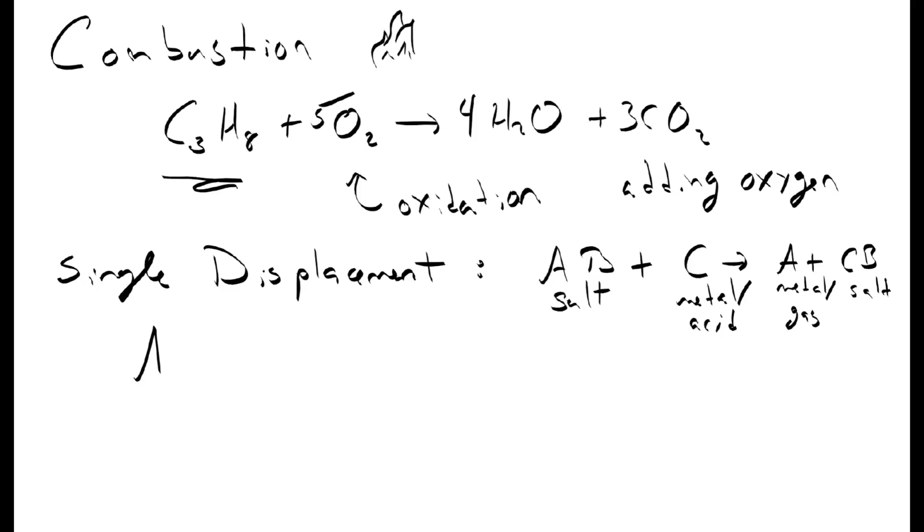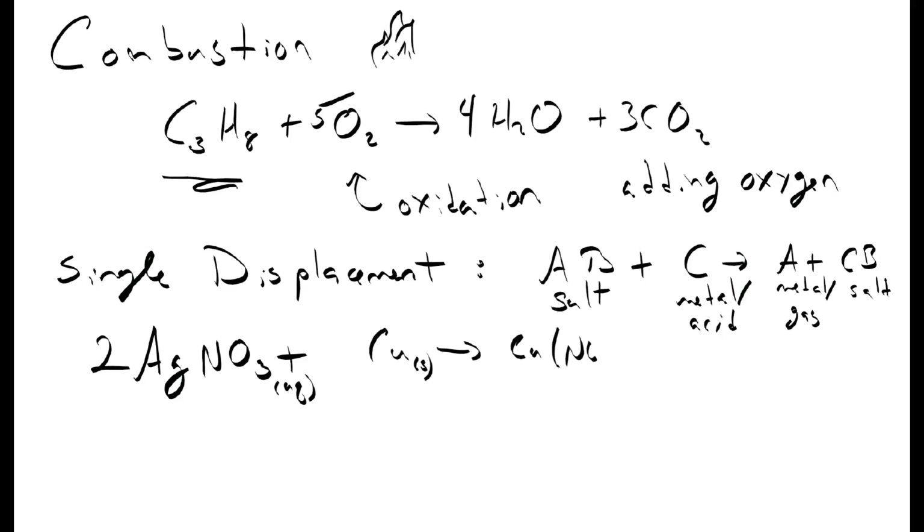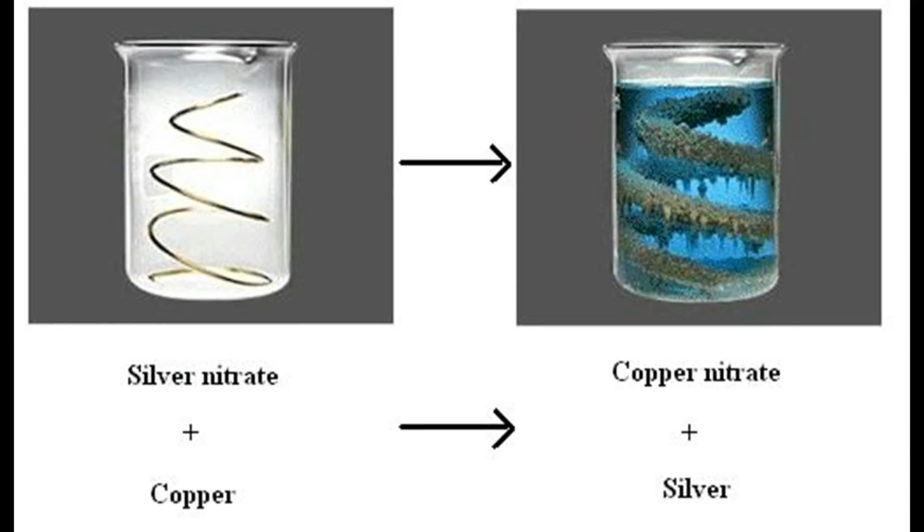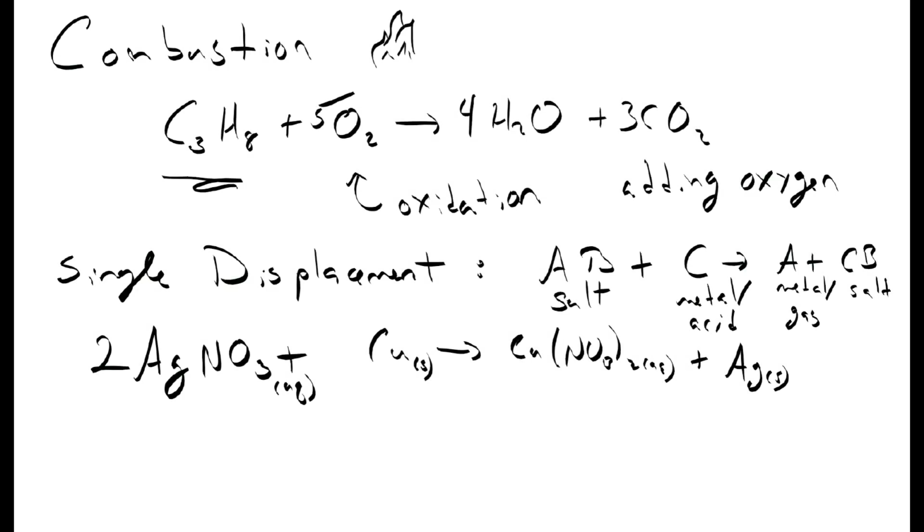So, for example, silver nitrate plus copper, that's solid copper plus aqueous silver nitrate, will produce copper nitrate, aqueous, plus silver metal. So it releases the solid silver. And as you can see here, it's actually quite a pretty reaction. It makes a sort of Christmas tree looking thing if you have a coil of copper wire.